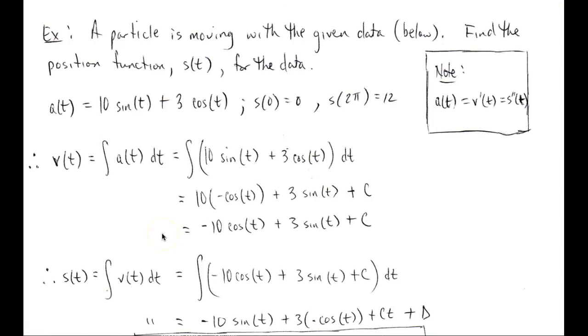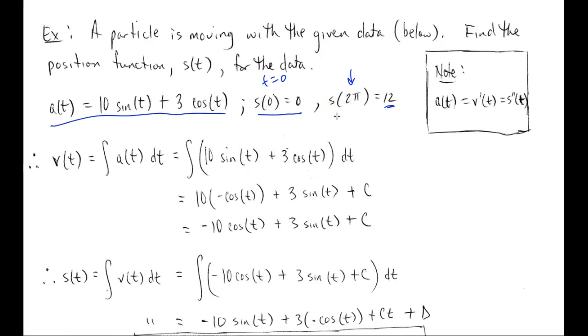All right, so for this example, we have a particle that is moving with the given data. And so that given data here is we have the acceleration of the particle modeled as a sum of sine and cosine functions. And we also know that the position function, s of t, when t is equal to 0, the position is 0. So that means it's at rest at that moment. And we also know that at a time of 2 pi, the position is 12.